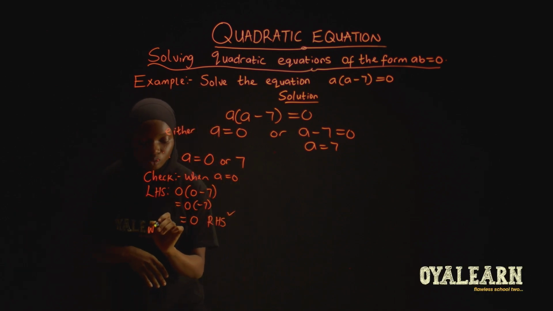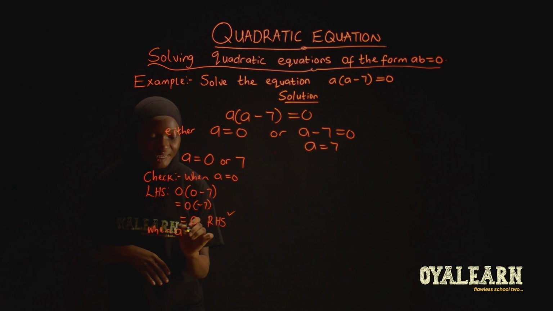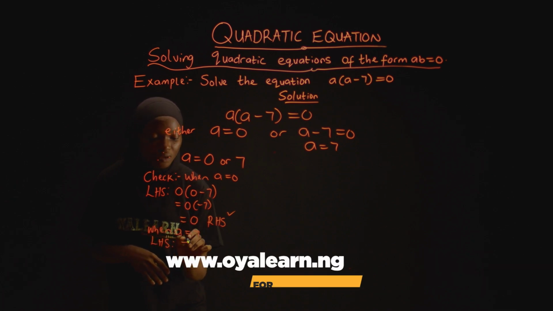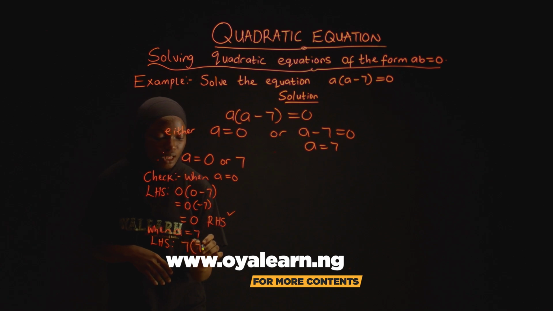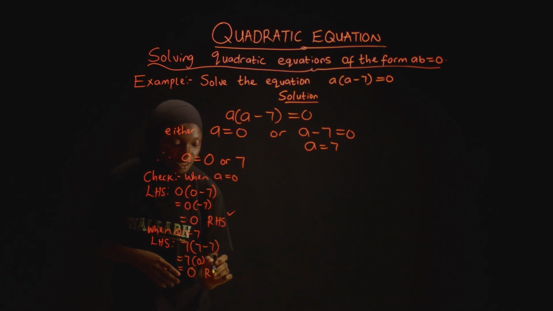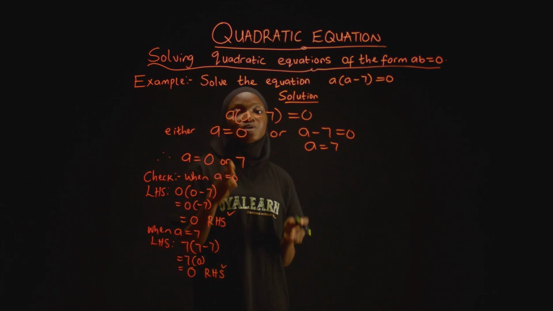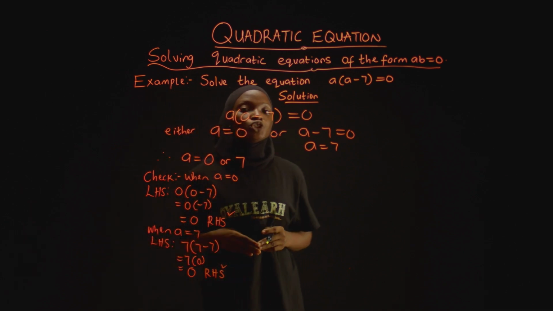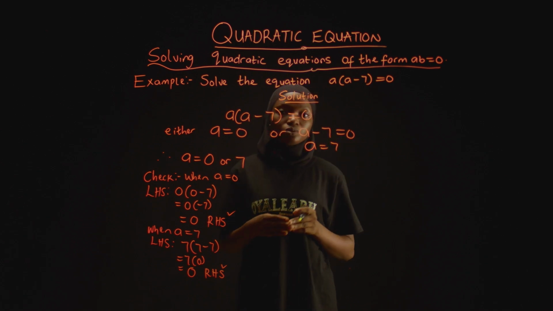Also, when a equals 7, from the left hand side, we have 7 into 7 minus 7, which gives us 7 into 0. And this means 7 multiplied by 0, which gives us 0, and which gives us the right hand side. So that means we are correct. So either one of these values, when substituted inside this equation, will give us the value of 0. Thank you.